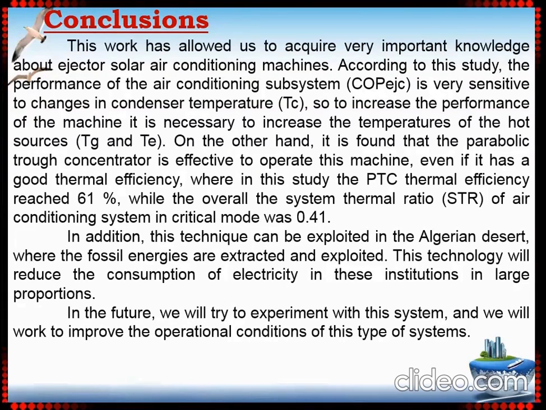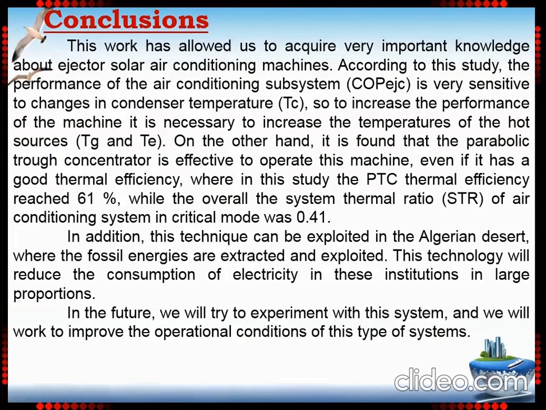Conclusions. This work has allowed us to acquire very important knowledge about ejector solar air conditioning machines. According to this study, the performance of the air conditioning subsystem (CAPAC) is very sensitive to changes in condenser temperature (TC). So to increase the performance of the machine, it is necessary to increase the temperatures of the hot sources (TG and TE). On the other hand, it is found that the parabolic trough concentrator is effective to operate this machine, even if it has a good thermal efficiency.